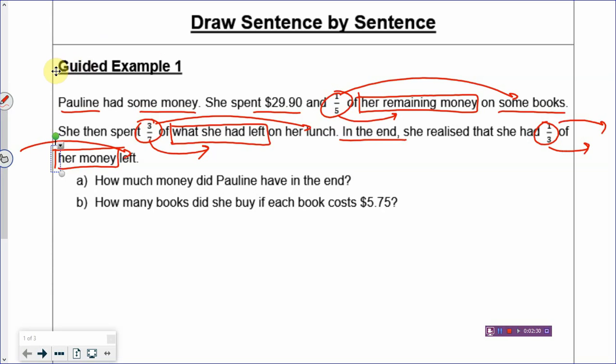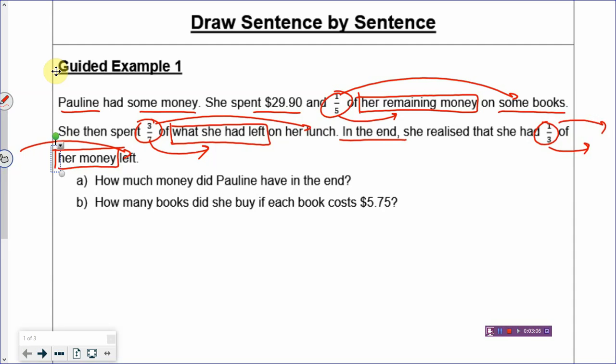Alright, so let's recap again. Now, 1/5 of the remainder money. What is 1/5 referring to? The remainder money after she spent $39.90, right? And 3/7 refers to what she had left after she had bought some books. Agree? And then you break out the fraction. And then what is 1/3 of her money? It means that 1/3 refers to all her money. And then break out the fraction. So her money has 3 boxes, and then 1 box of her money is left.